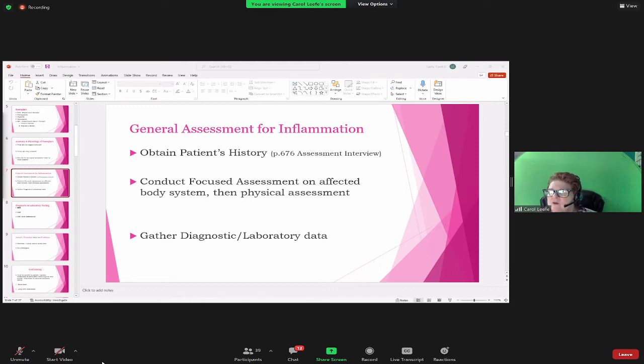And then we gather diagnostic and laboratory data, like an EGD, and we're going to talk about the laboratory data when we get into the exemplars, as well as when I get you back from your break, and we'll talk about some laboratory testing.